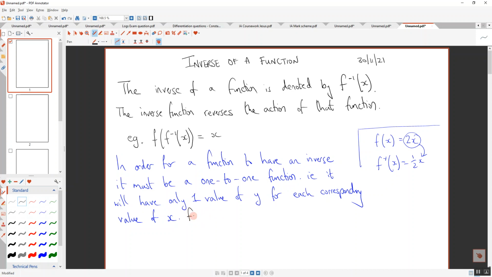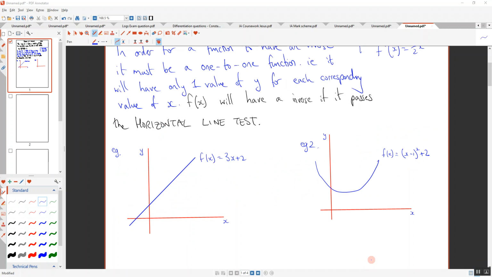And another way we can think about it is f of x will have an inverse if it passes the horizontal line test. So number 2 is not an inverse.